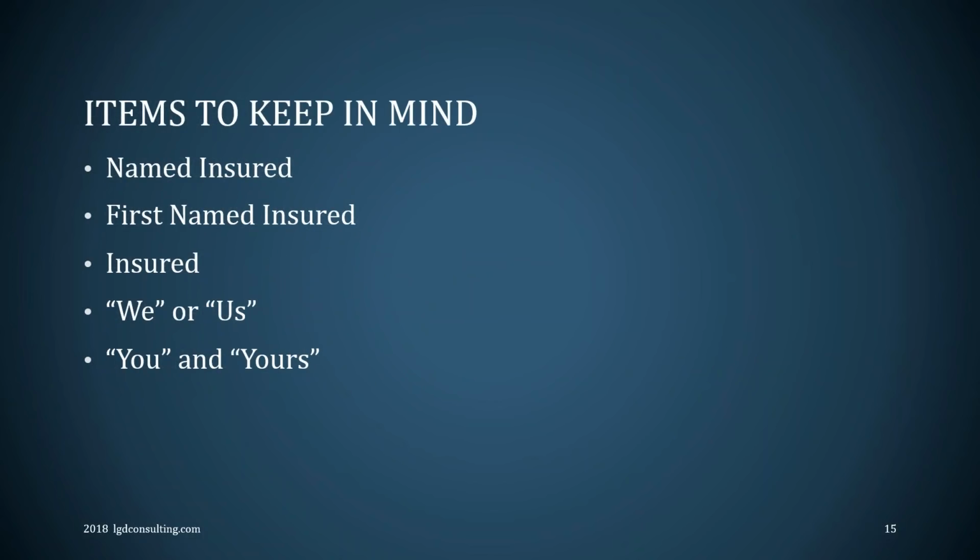Some other items to keep in mind: the named insured is anyone named on the policy. The first named insured is the one that makes the decisions on the policy. Kind of covered this earlier in the broadcast here. And an insured is anyone who's covered by the policy, although not named. Right? So like your customer is under liability. If one of your customers gets injured, they're in a sense insured by the policy, even though they're not named on the policy.